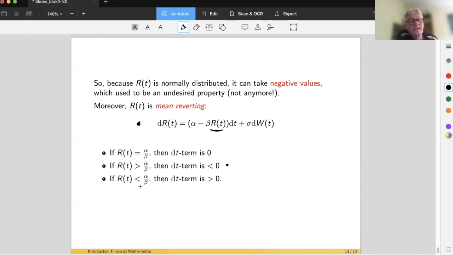When R(t) is less than alpha over beta, then we see that the dt term is positive. So when the interest rate is lower than its mean reversion rate, its mean average rate, then it's pulled upwards. The dt term is bigger, so it's pulled back to its mean. That is called a mean reverting term. We also see that in historical performances of interest rates in practice. When the interest rate is low, there are mechanisms in the market that make the interest rate go up. When it's high, there are powers in the market that make it go down up to a mean reversion level.